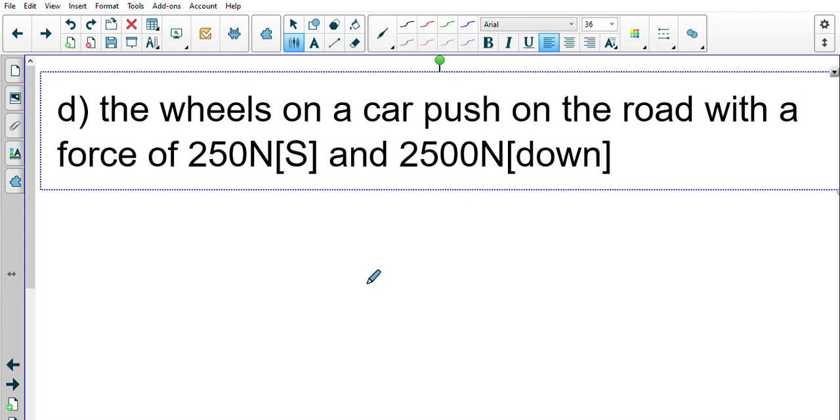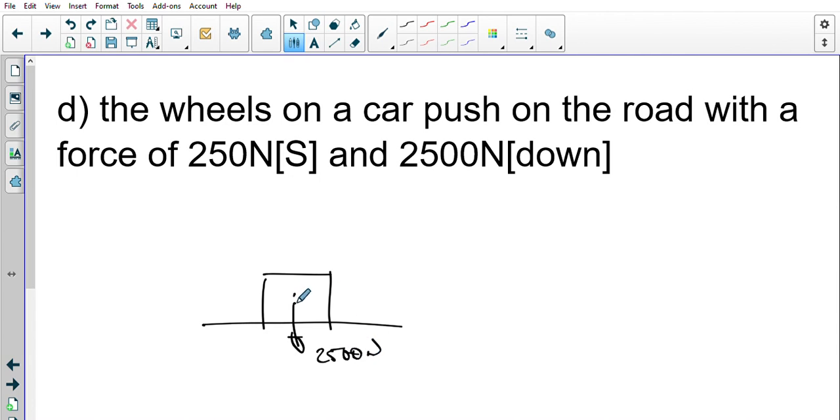All right, and finally this comes to D. We've got the wheels on a car go round and round, and they push on the road with a force of 250 newtons south, and there's a force of 2,500 newtons down. What's the reactive force? Well, is it moving into the ground? Is it flying up into the air? No. Then our reactive force is 2,500 newtons up. And that's going to be a normal force because it's a horizontal surface. And this is going to be our force of gravity.